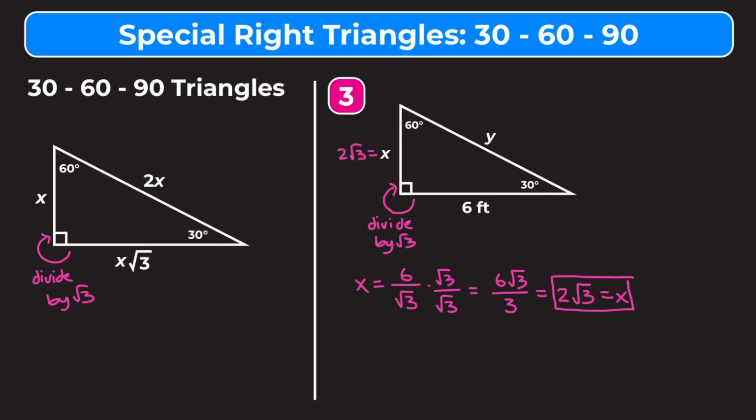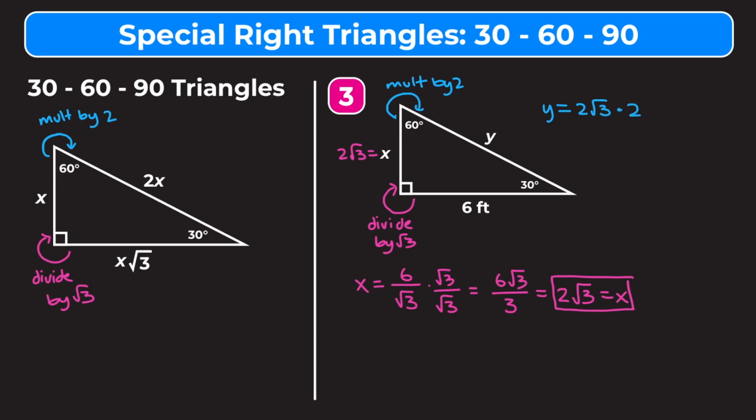And now that we have our short side, we can easily find our hypotenuse. So we're going to go back to the diagram on the left. We're going to think, how do we get from x to 2x? Well, to get from x to 2x, we have to multiply by 2. So that's what we're going to do in problem 3. We need to multiply our short side by 2 to find y. So y is equal to 2 root 3 times 2.